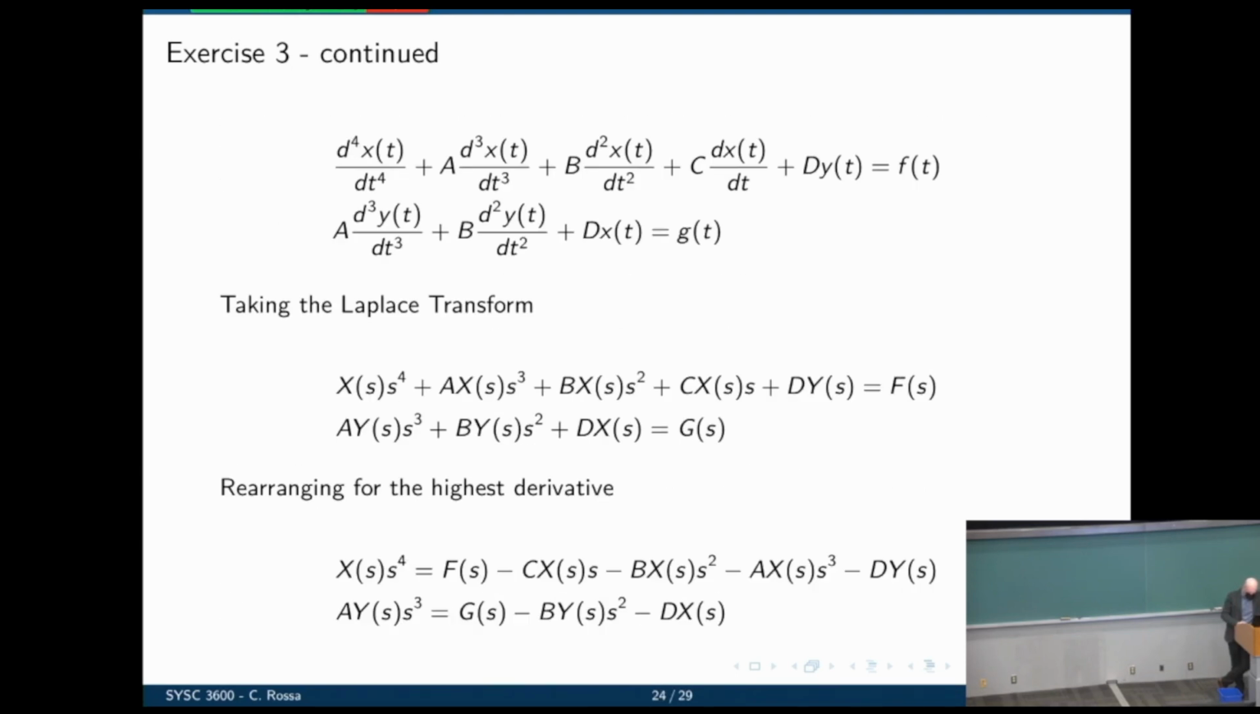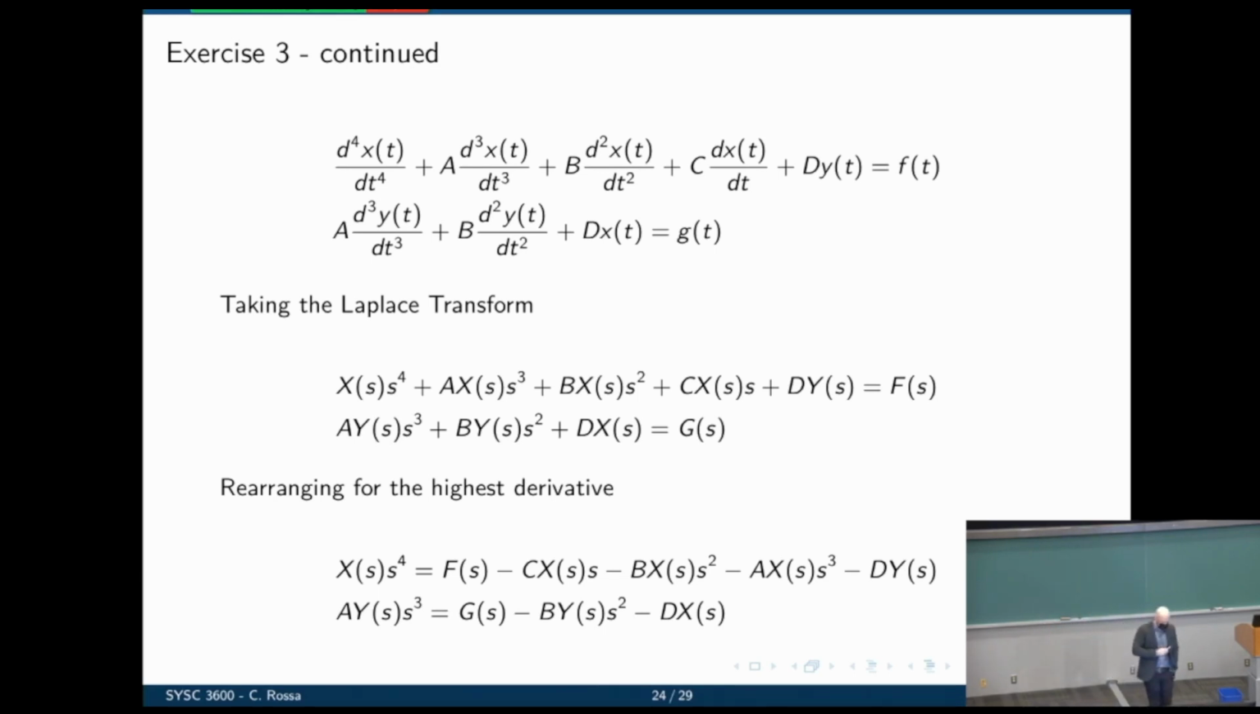All right, so let's do it. So here we have the two equations. And it's a lot easier to get rid of these derivatives first and do the Laplace transform. So here I have the Laplace transform of them taken in the second row. Nothing new here. We see the fourth derivative becomes s to the power 4 and so on. And then in the third part, what I did is I rearranged these equations based on the highest derivative, same thing we did before. The equations are rearranged to solve for the highest derivative.